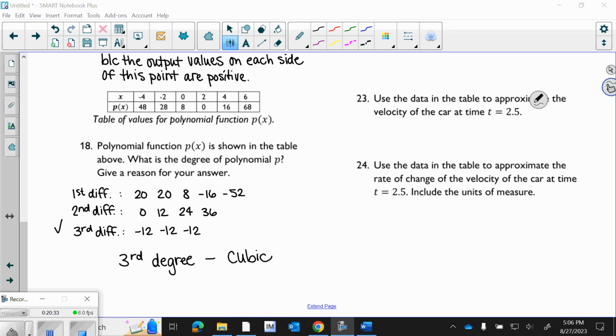All right, so after I completed my differences, which, let me remind you, you can only find if your x values are equally spaced, I noticed that the first difference was not the same, so it was not linear. The second difference was not the same, so it was not quadratic. But the third difference was indeed equal, which means it has a degree of 3, and therefore it is cubic.